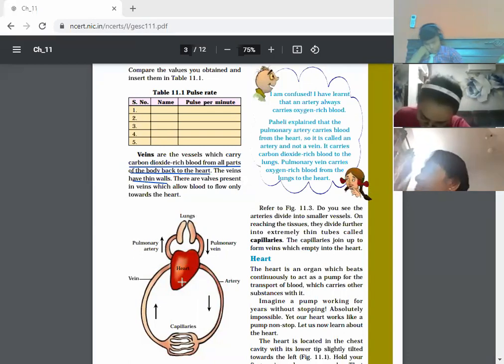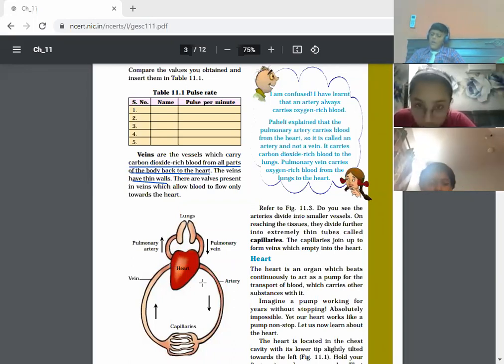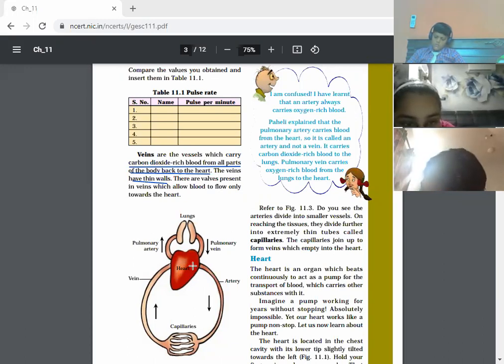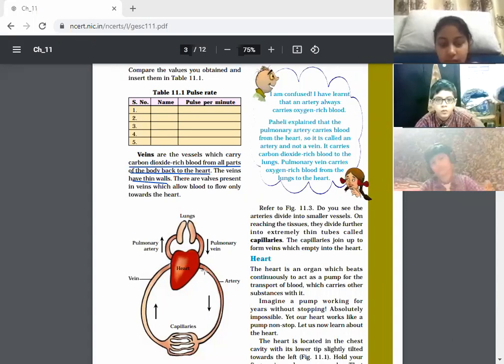So see children, this is a schematic diagram. You can see how the blood is flowing. This is the artery. This is the heart. Let's start from the heart. Heart pumps the oxygen rich blood that goes into the arteries. Arteries carry the blood to all parts of the body, and here are the capillaries.